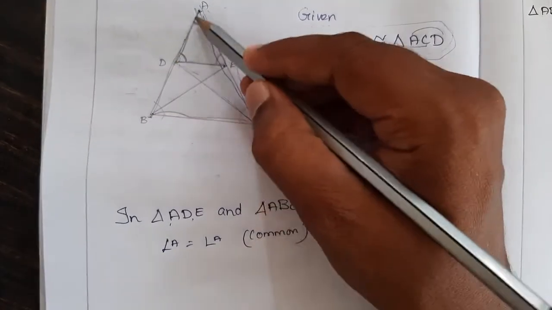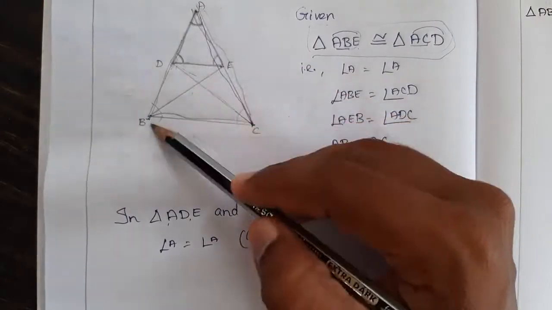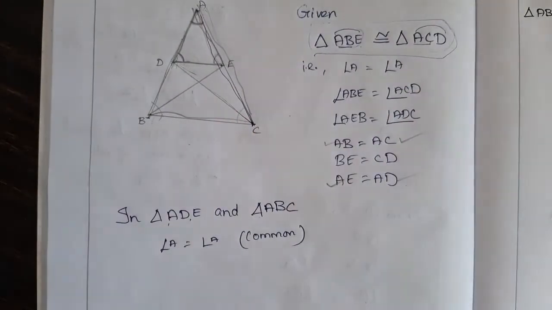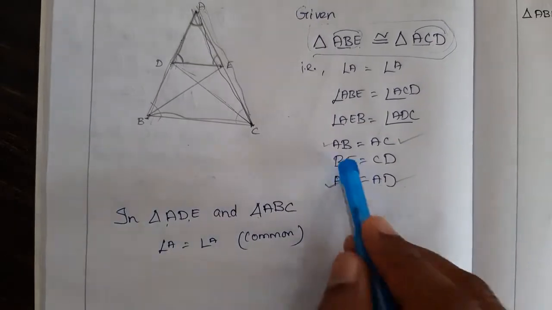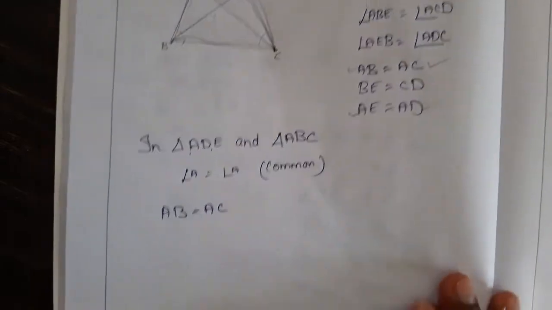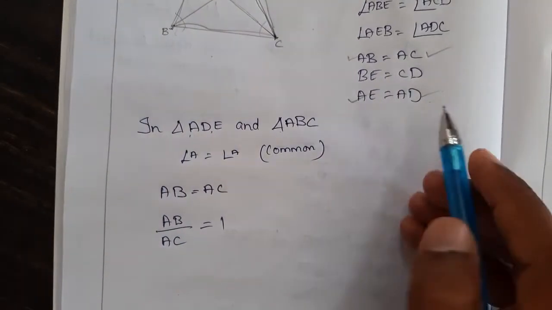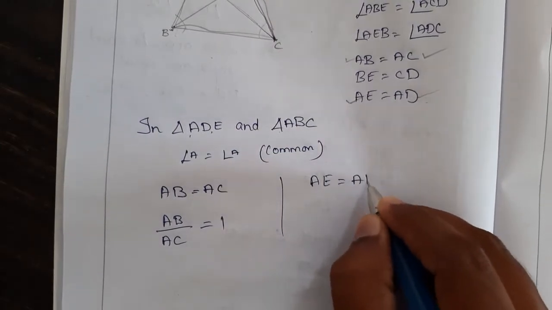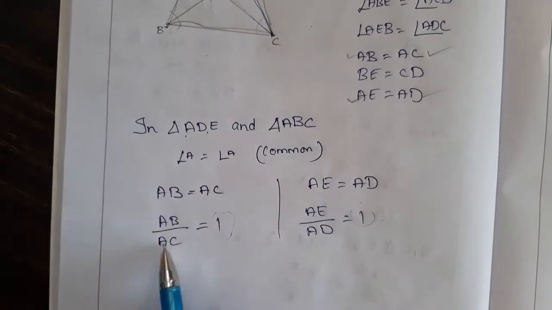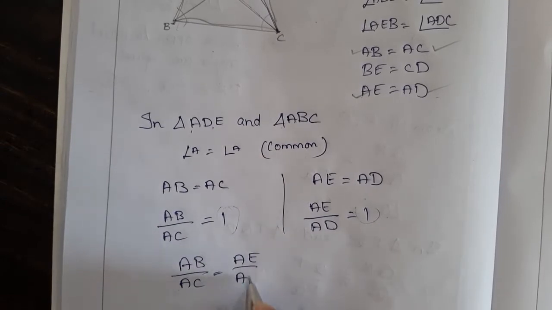This angle involves the sides AD and AB, and AE and AC. We can choose these from what is given. We are talking about AD and AB, and AE and AC. By using this we can prove it. It is given AB is equal to AC. If we bring this side over, AB by AC is equal to 1. Next, AE is equal to AD. If you bring it to the left-hand side, AE by AD is equal to 1. So this is also 1 and this is also 1. So these two ratios are equal: AB by AC is equal to AE by AD.